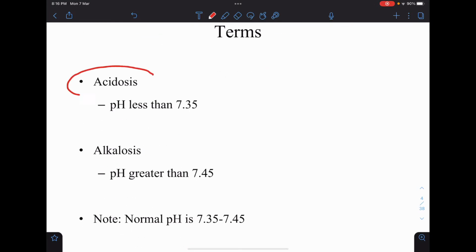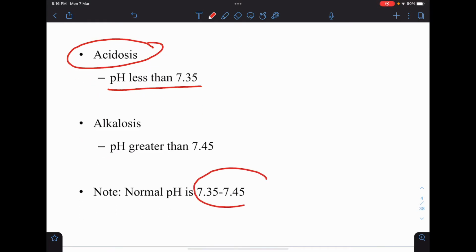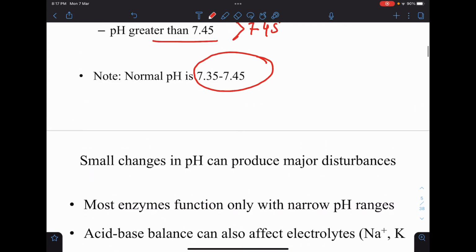Now, we call it acidosis or acidemia when the pH of arterial blood is less than 7.35. The normal pH range is between 7.35 to 7.45. When it is below 7.35, it is designated as acidosis, and when it is more than 7.45, that is known as alkalosis. So this is about acidosis and alkalosis.